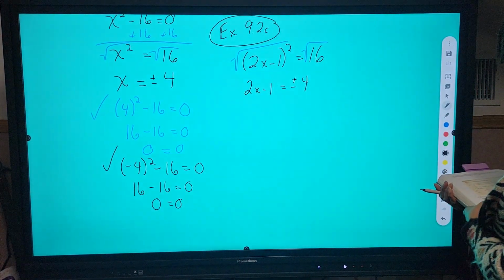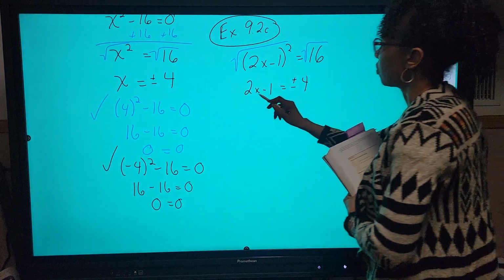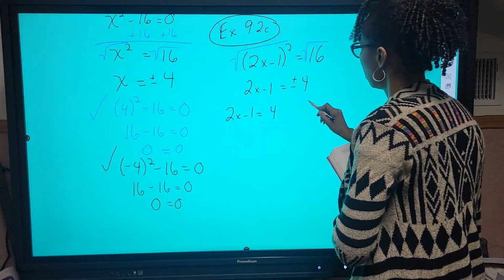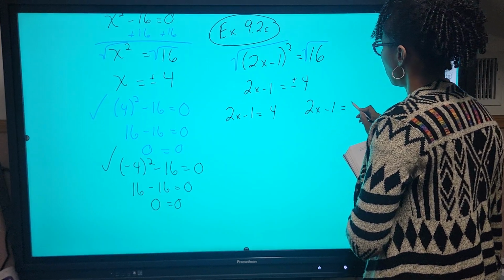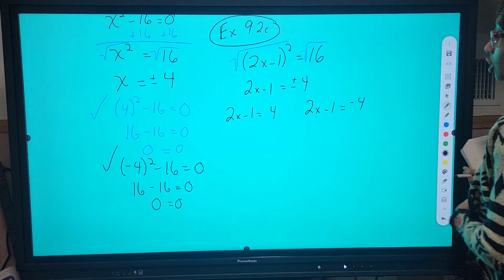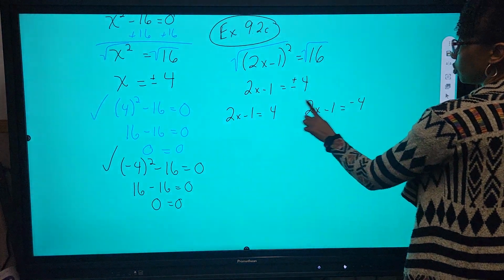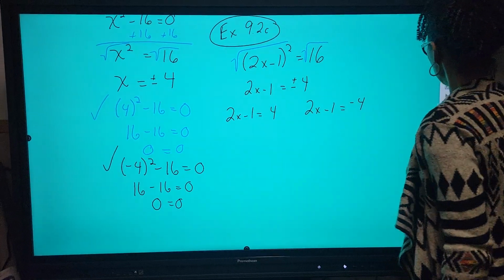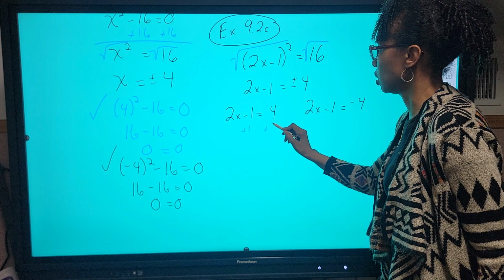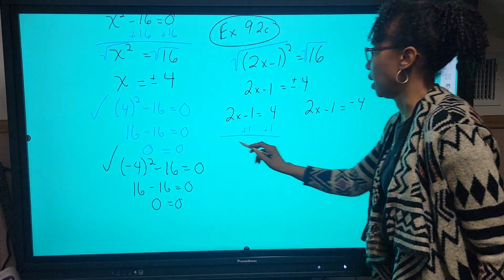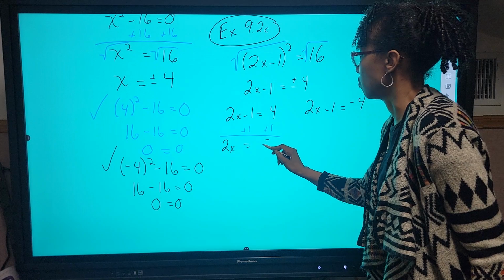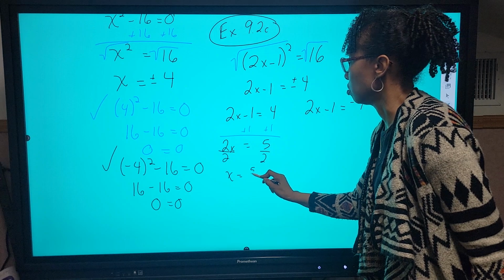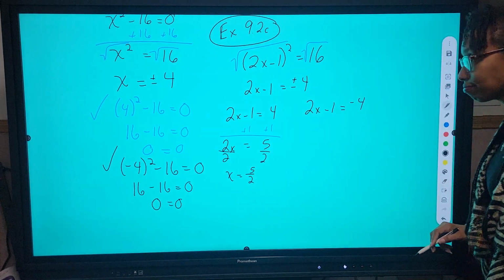So now I have two different situations happening. I've got 2x minus 1 equals a positive 4, or 2x minus 1 equals negative 4. So I needed to split this up into two different possibilities so that I can solve for x. So we will solve this one first. We'll do plus 1 on both sides so that we've got 2x equals 5. We'll divide by 2 and have x equals 5 halves.